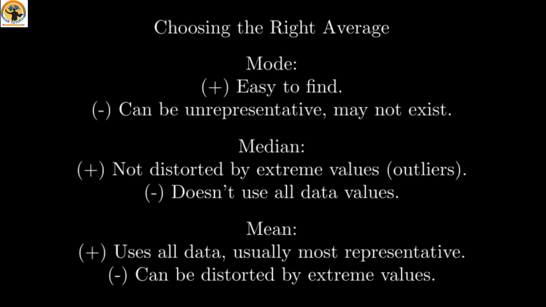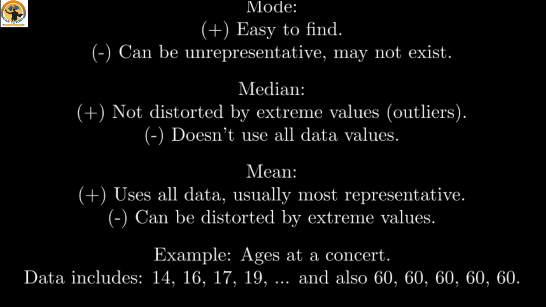Let's consider an example. The ages of 30 people at a concert are collected. Most are teenagers, but there are 5 60-year-olds. The ages are mostly clustered between, say, 14 and 19, but we have these 5 outliers at age 60. The median age might be 17, and the modal age might be 16.